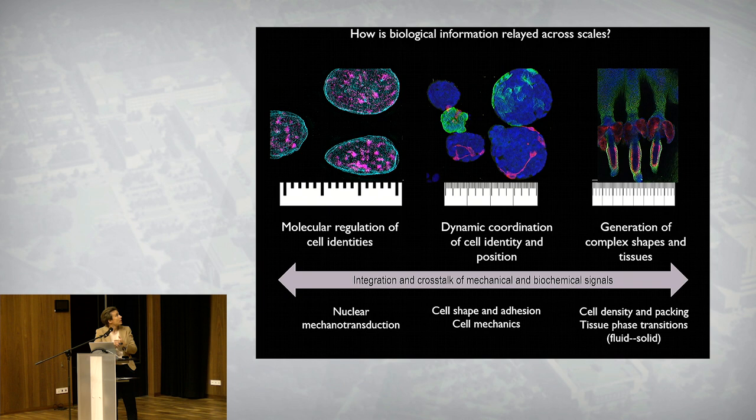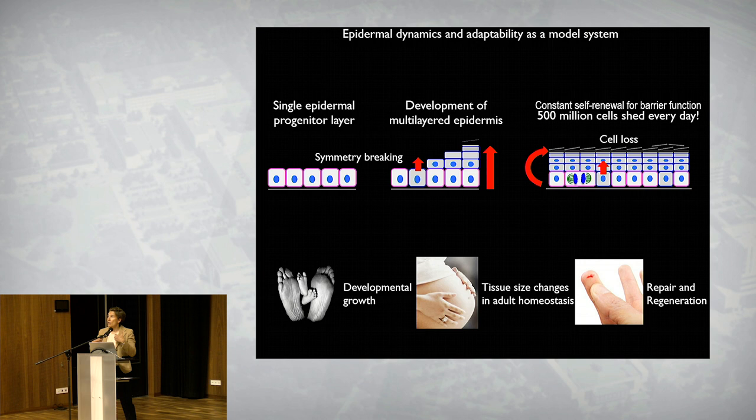What is interesting is that this dynamics continues throughout our lives. Every day we shed millions of cells. When you're vacuuming your bedroom, most of the dust is dead skin. These millions of cells need to be replaced by new material, which is contributed by stem cells that, in the mature tissue, get restricted to the basal layer. Through their self-renewing and differentiating divisions, they provide material for this cell loss.